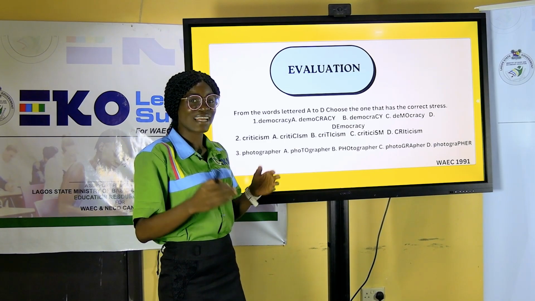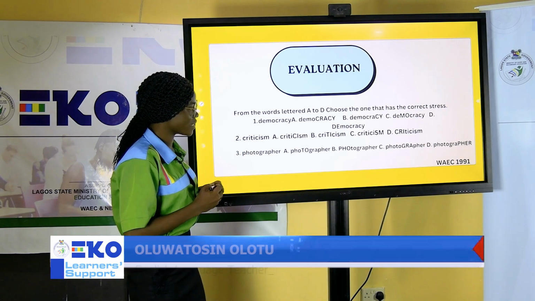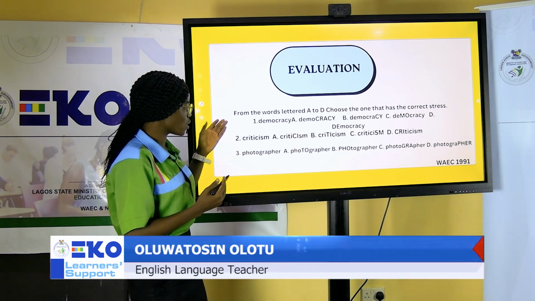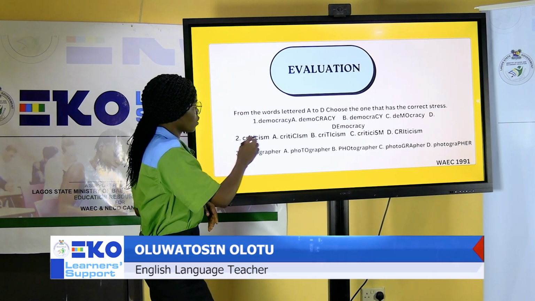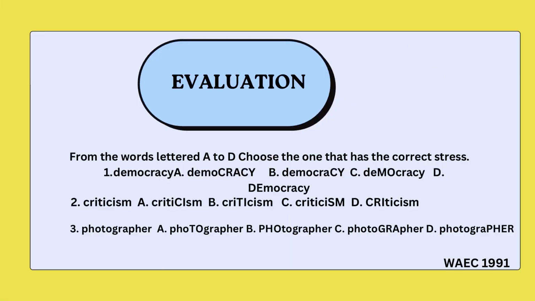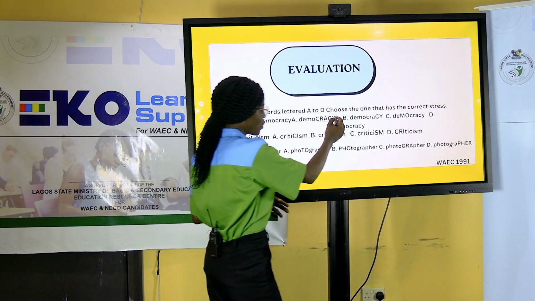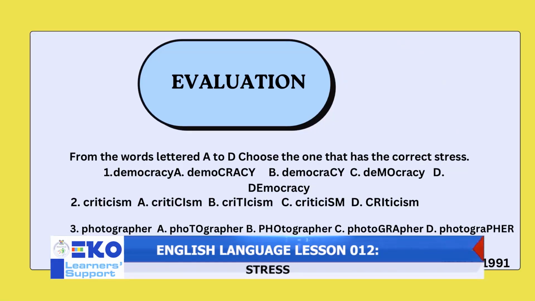Welcome back, and I hope you've done that already. So let's go and look at the correct answers together. The first one. Now we have the word democracy. In the first option, the third syllable and the last syllable is stressed, and that is not correct. Now look at the second option. The last syllable is stressed, which is not correct.